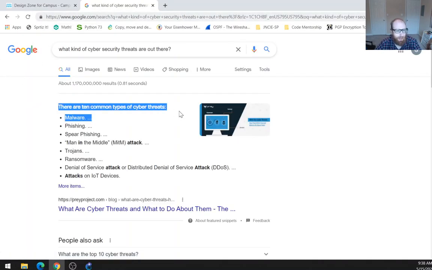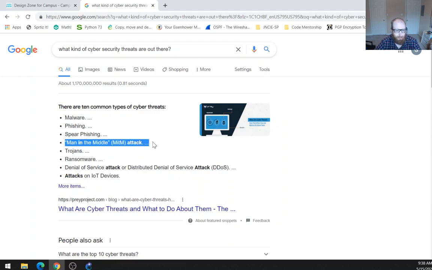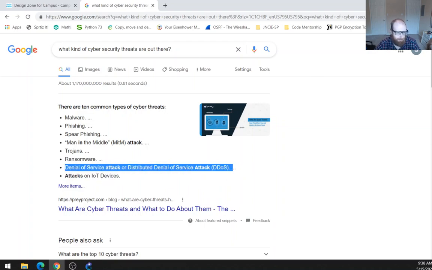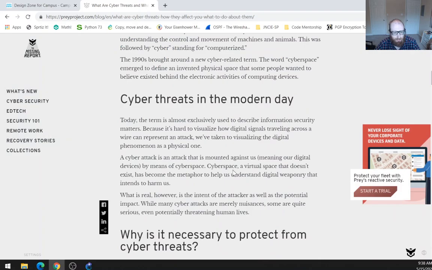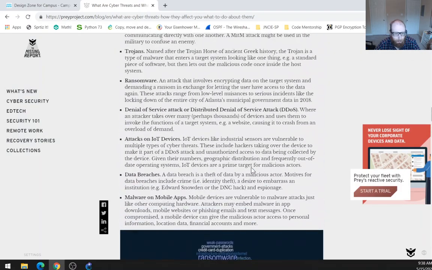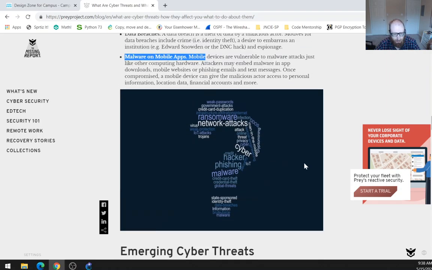So here are the 10 most common. Malware. Yep, that's what I thought. Phishing, spear phishing. That's what I thought. So here's where you could have a network attack, a man-in-the-middle attack. That's basically an attack on your network. Trojans, ransomware, denial of service. Here's another one that can be a network attack. Attacks on IoT devices, data breaches, malware on mobile apps.